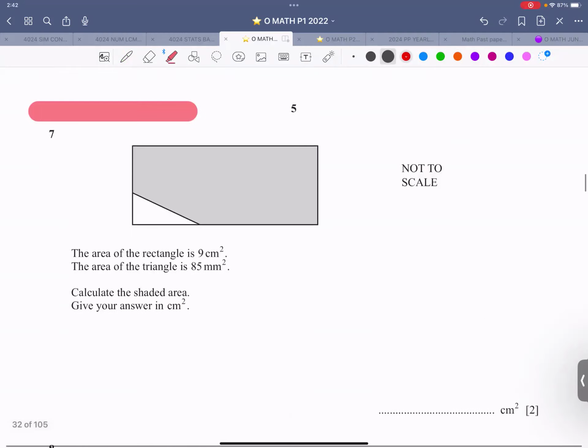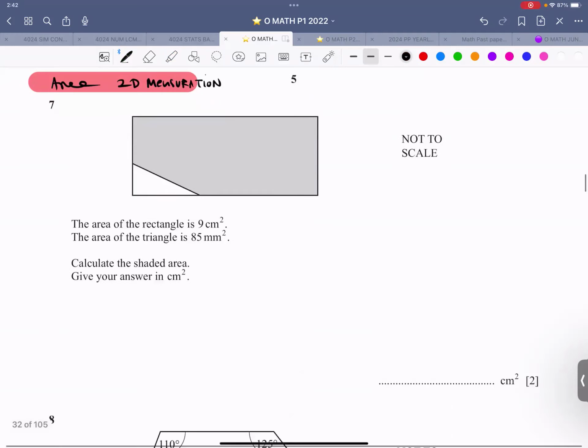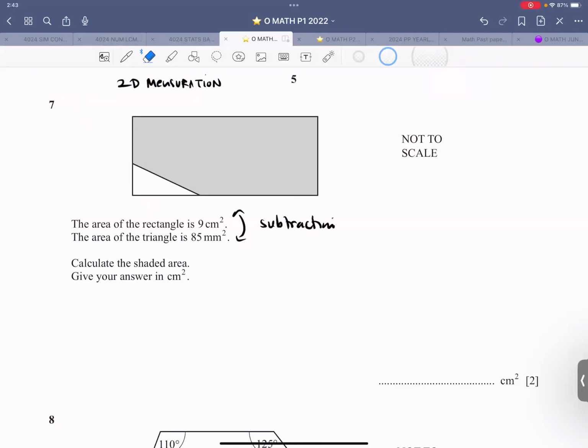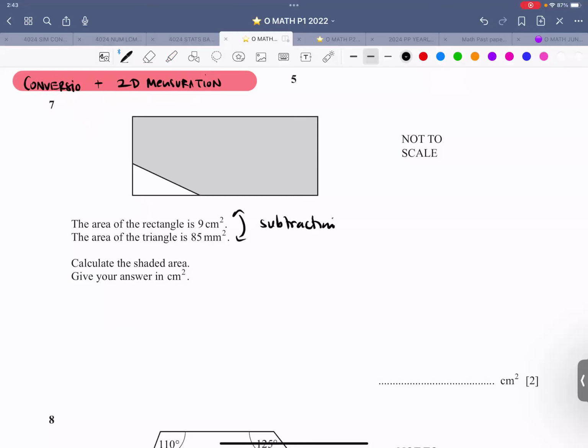Question number 7 looks like it's about area. So it's 2D mensuration. Now the question says the area of the rectangle is 9, and the area of the triangle is 85 millimeters square. Calculate the shaded area. So it's just basic subtraction, but naturally you have to take care of units. So this is area, 2D mensuration, and it is also about conversion of units.